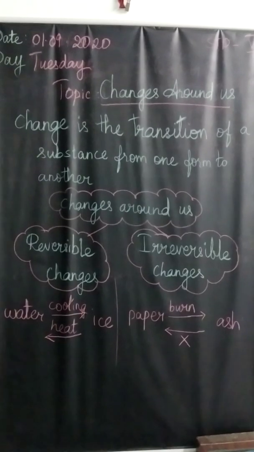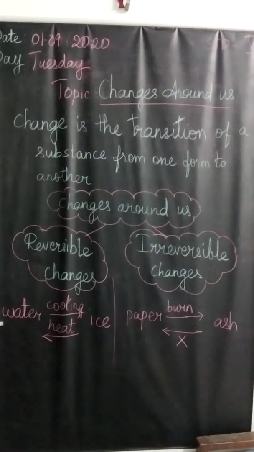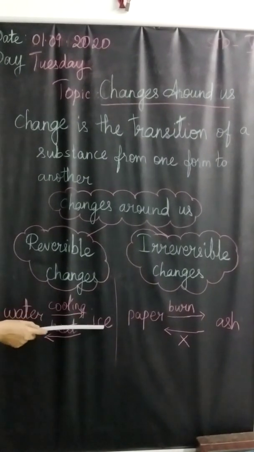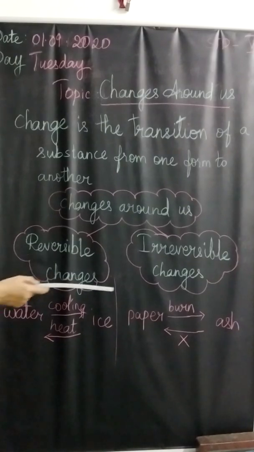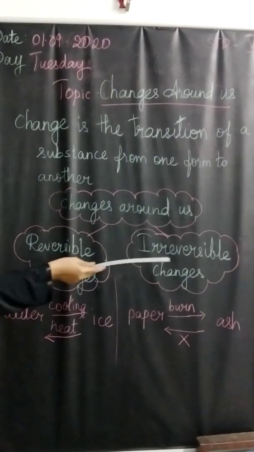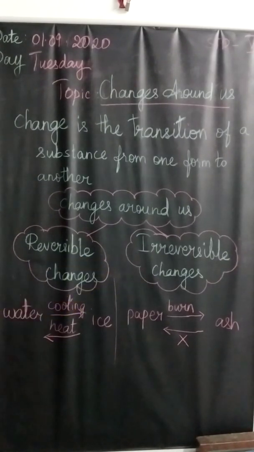So this change keeps on changing, right? This kind of change is called reversible change. Here you can see water on cooling becomes ice, ice on heating becomes water. So next change here is irreversible change.